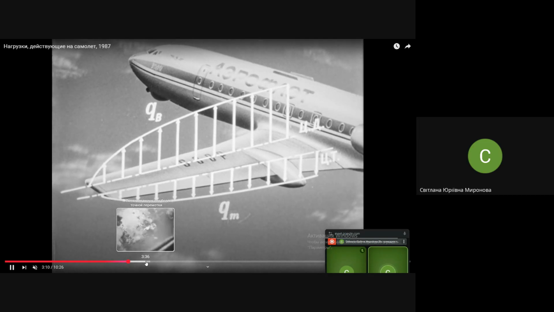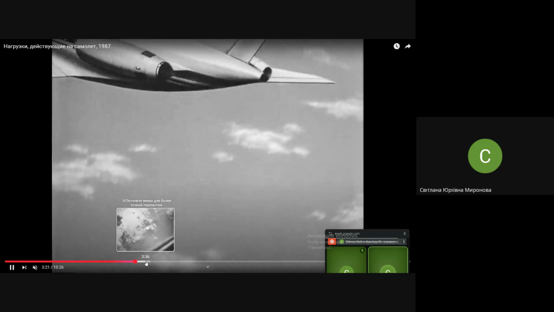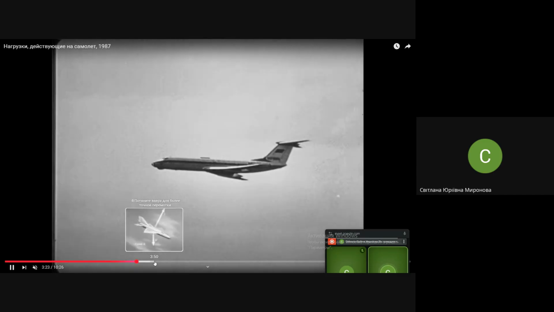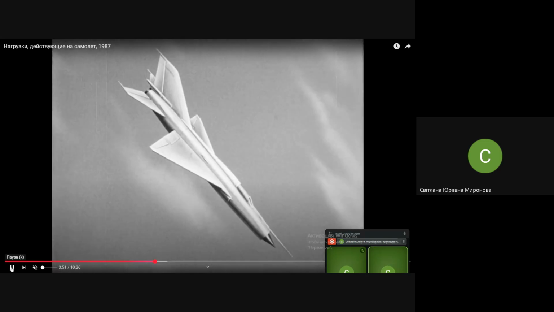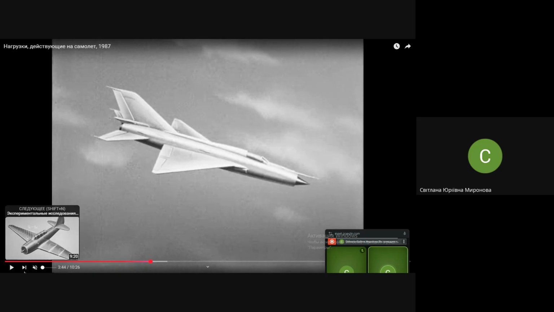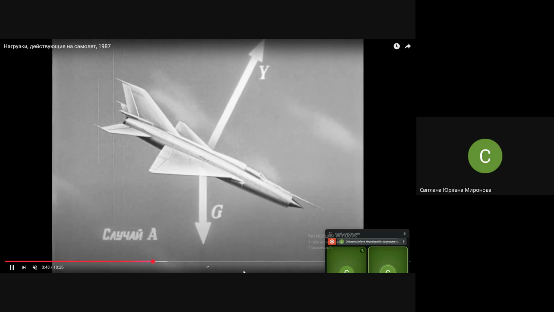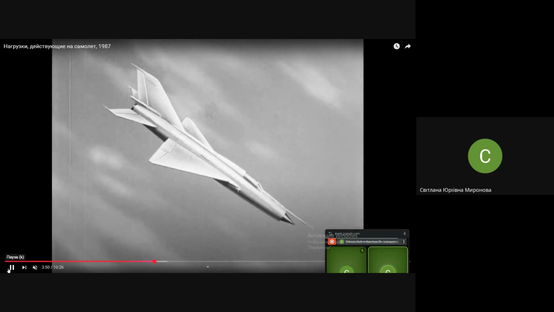Now it's about loading and the non-coincidence of loading with the center of pressure, and the appearance of torque moment. How is torque moment appearing in the wing? Because the center of pressure doesn't coincide with the center of gravity in each cross section.